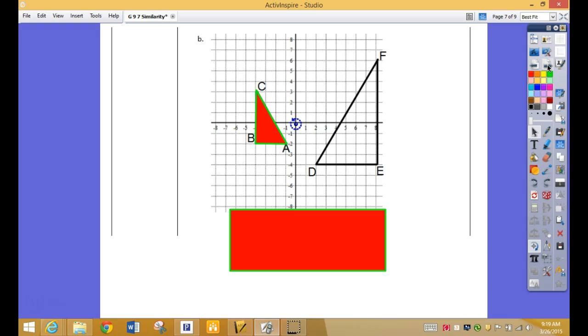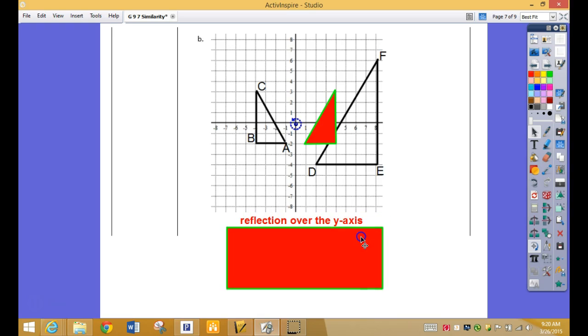How about this one? Explain what you want to do. What do you want to do first? Translate, reflect, or dilate? Reflect? Reflect over the what? Is that a reflection over the y? Is that what you're thinking? And then dilate it? Reflection over the y-axis.